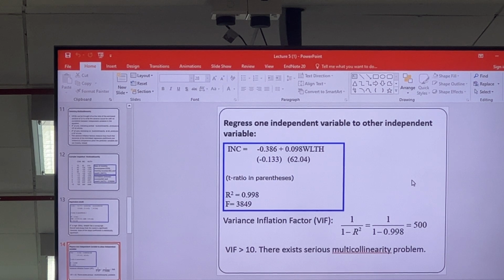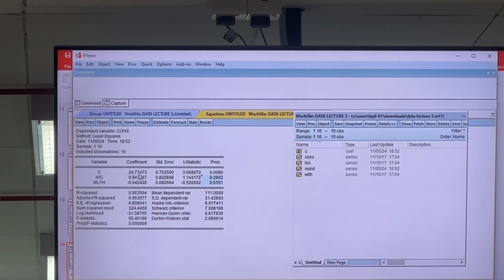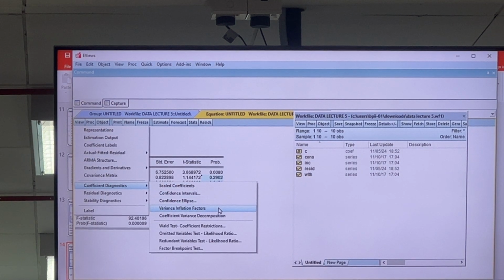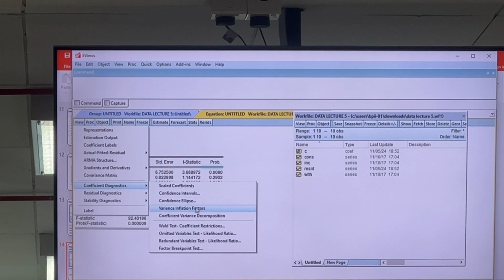Another way to check the presence of serious problems of multicollinearity is by looking at the VIF. You can easily produce the VIF after you estimate the model. You go to View, Coefficient Diagnostics, select Variance Inflation Factors.